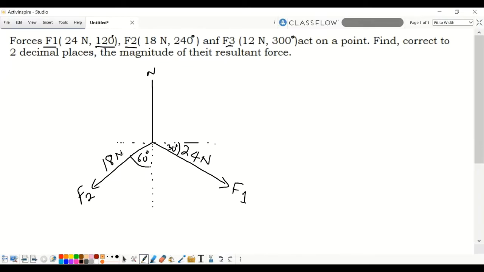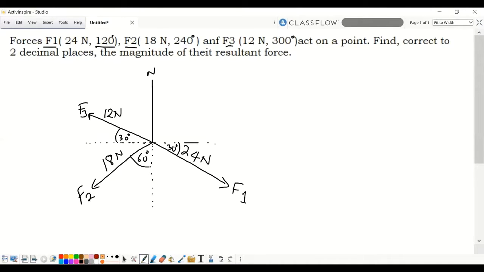Next, F3 is 12 Newtons at a 300 degrees bearing. So we know this line is 270 degrees from north. So we need 270 plus 30 more. So it becomes 300 degrees bearing, and it is 12 Newtons. And this is F3. Now we want to find the resultant force of these three forces.